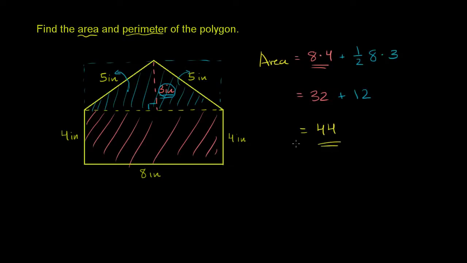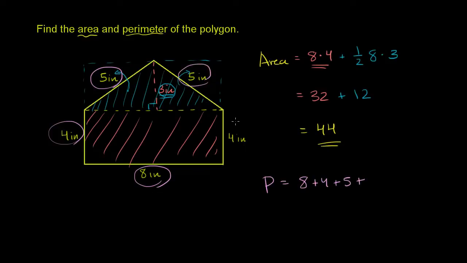Now let's do the perimeter. The perimeter, we just have to figure out what's the sum of the sides. How long of a fence would we have to build if we wanted to make it around this shape, right along the sides of the shape? So the perimeter, I'll just write P for perimeter. It's going to be equal to 8 plus 4 plus 5 plus this 5, this edge right over here, plus, I didn't write that down, so I have 2 5s plus this 4 right over here.